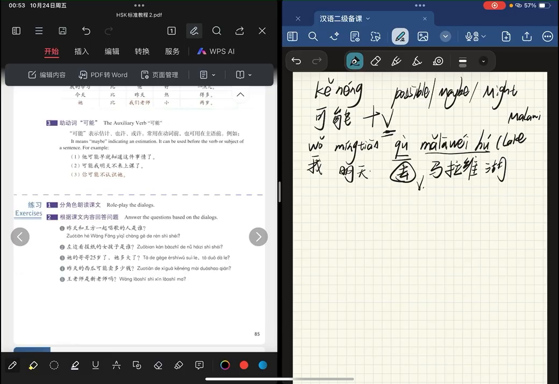我明天去马拉维湖, it sounds very absolute, right? And if I want to say I might go to Lake Malawi tomorrow, I can add 可能. 我明天可能去马拉维湖. So I'm not sure about that. 我明天可能去马拉维湖. Okay.